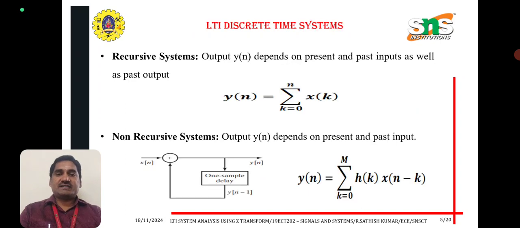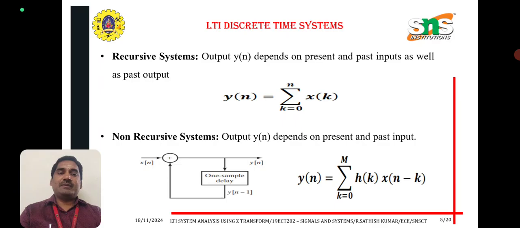Recursive and non-recursive systems. In a recursive system, output y of n depends on present and past input as well as past output. Y of n is equal to summation k is equal to 0 to n of x of k. In a non-recursive system, output y of n depends on present and past input. Therefore, we can get x of n added with y of n. Y of n can be got as a one sample delay, meaning z inverse: y of n minus 1 can be applied to x of n. Therefore, y of n is equal to y of n minus 1 plus x of n.